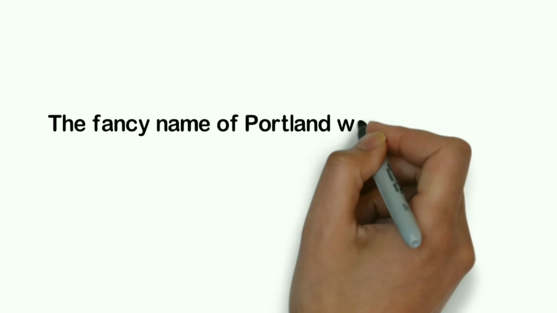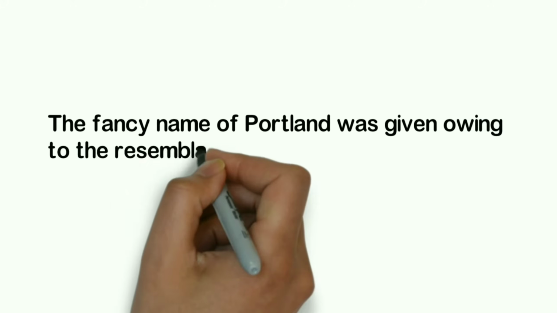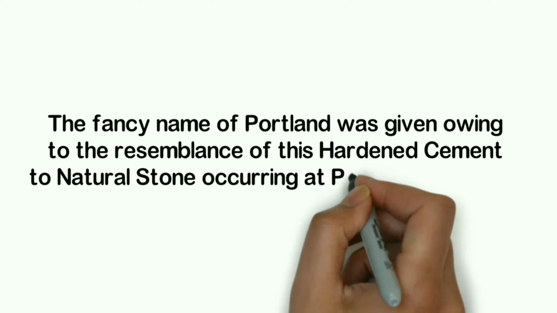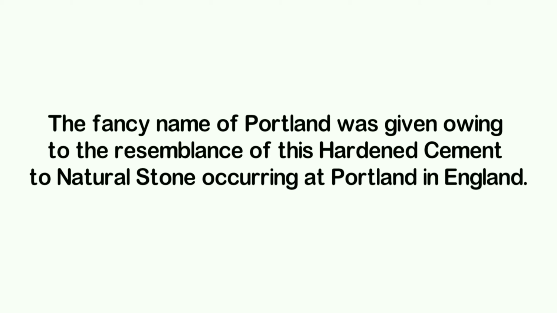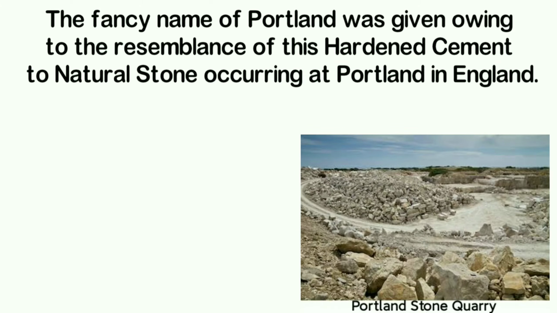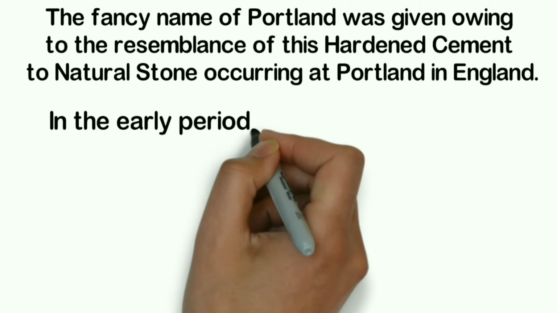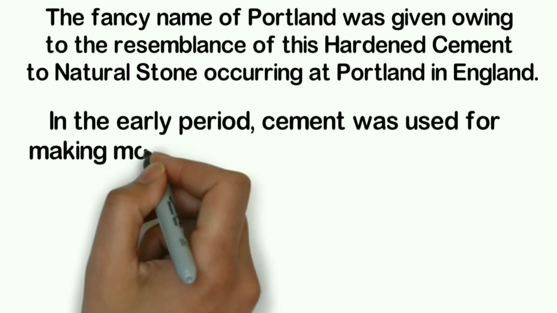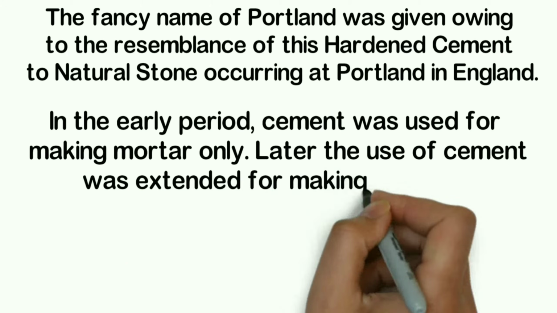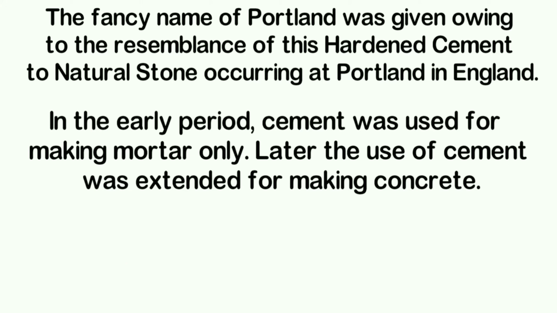This fancy name of Portland is given to the cement due to the resemblance of the hardened cement to the tough natural stone occurring at Portland in England. In the initial period, the cement was only used for making mortar, but later the cement was also used in making concrete.